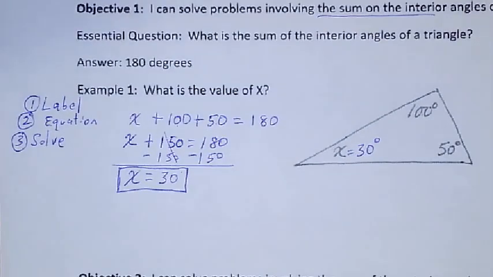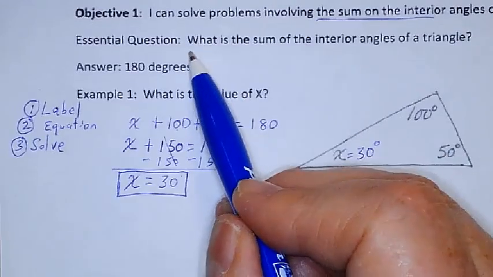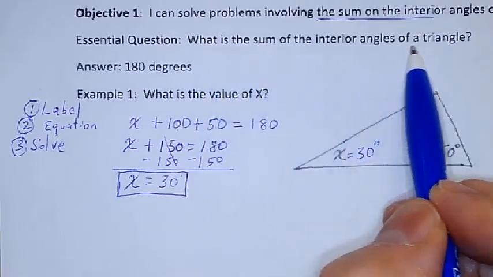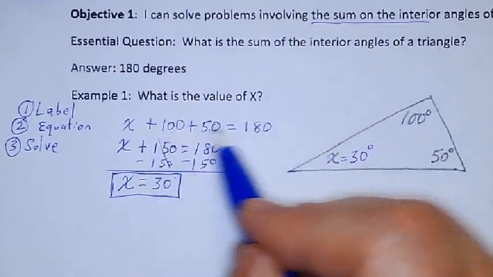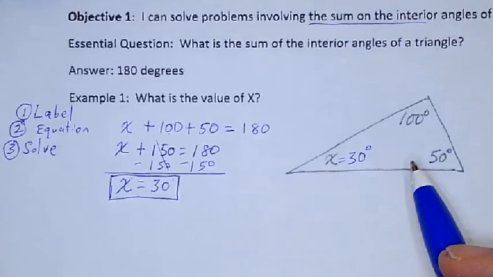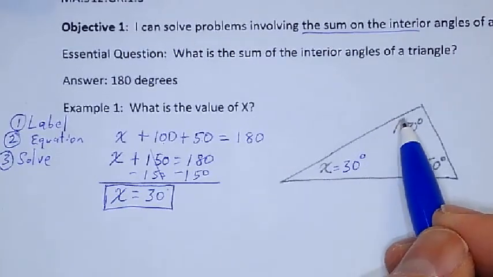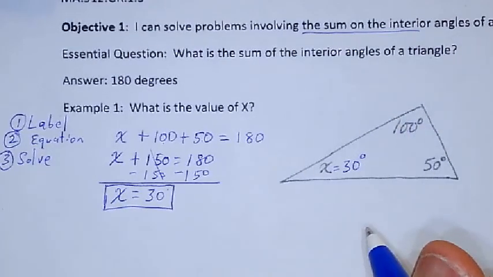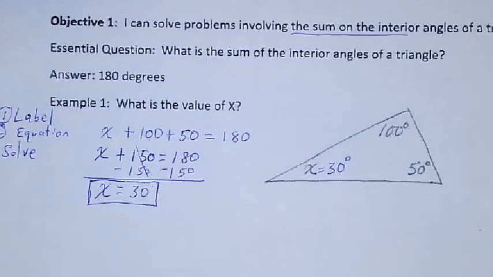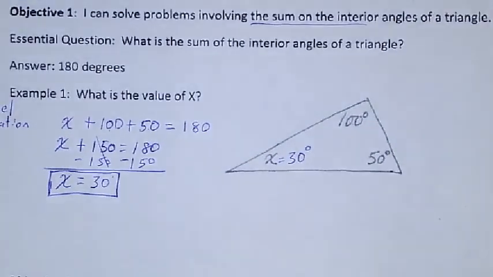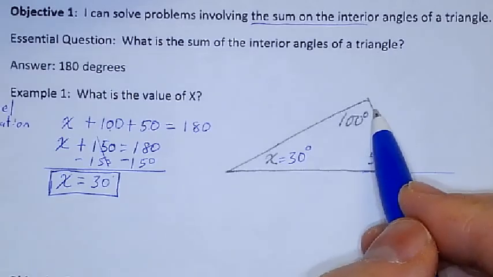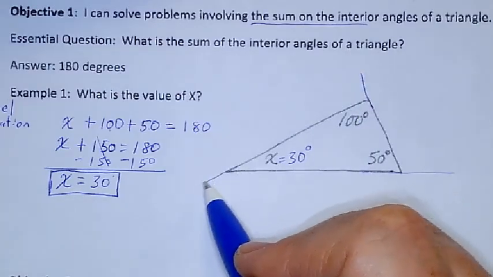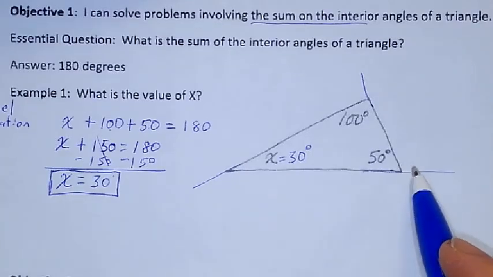So copy that down. Let's review. The sum of the interior angles of a triangle is always 180 degrees. From that, we make our equation and solve. Interior angles are the angles inside the triangle. The opposite would be the exterior angles. Could you imagine extending this side and extending this side and extending this side? That way you create exterior angles.